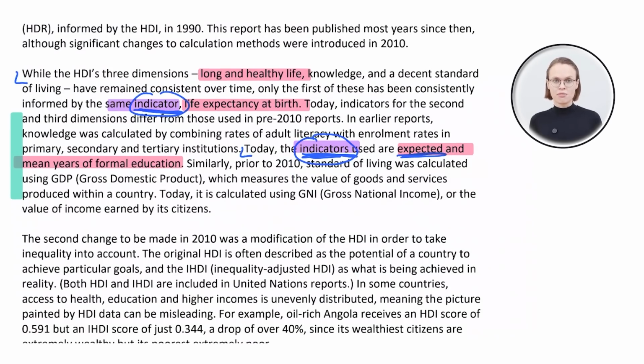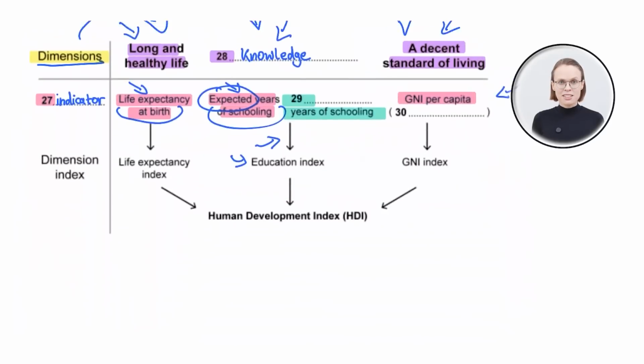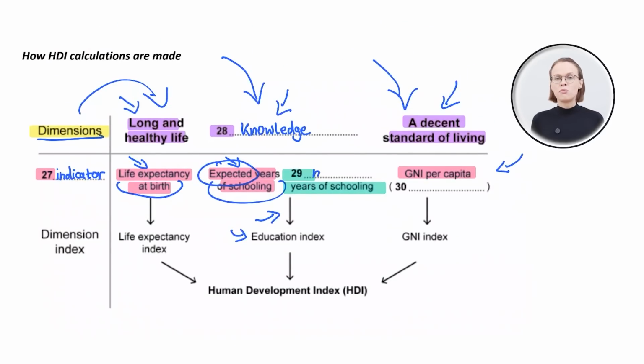Does the paragraph talk about that? It doesn't talk about an education index, but it mentions something else. It says expected and mean years of formal education. So this is the only thing that makes sense to be entered here. So I'm going to write down mean years of schooling. We continue with question number 30.